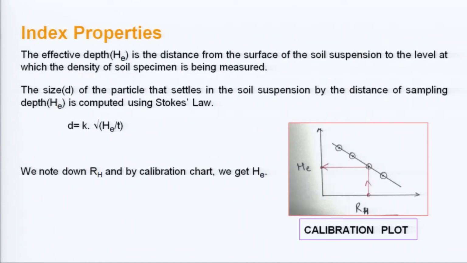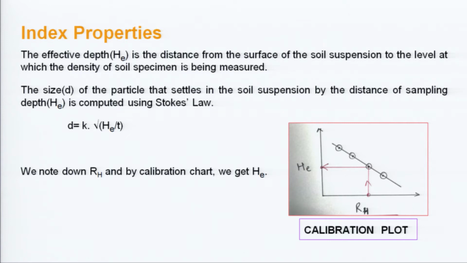Now what happens? For different values of RH, we get different sampling depths, and we will be calibrating this instantly, so that we can use it later on. The effective depth is the distance from the surface of the soil suspension to the level at which the density of the soil suspension is being measured, where the center of the bulb is going to get stopped. At that point, from the surface, we will be measuring the effective depth.